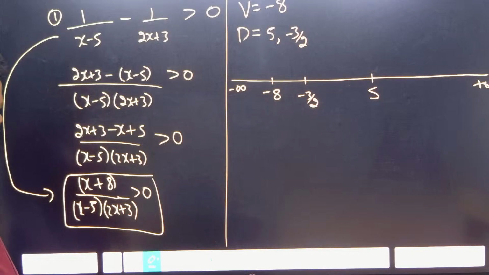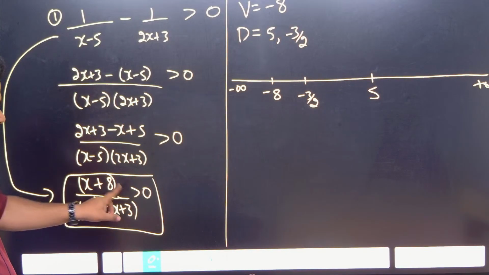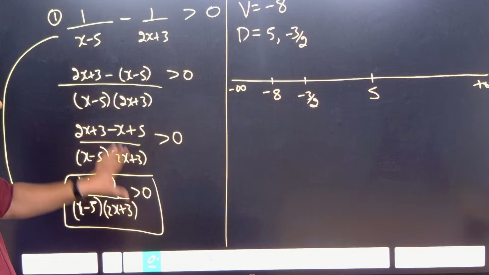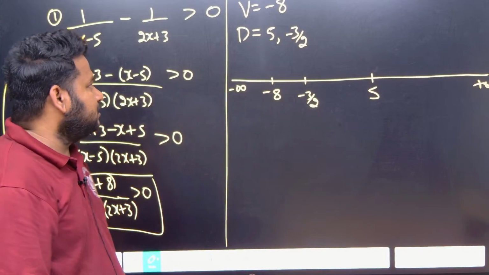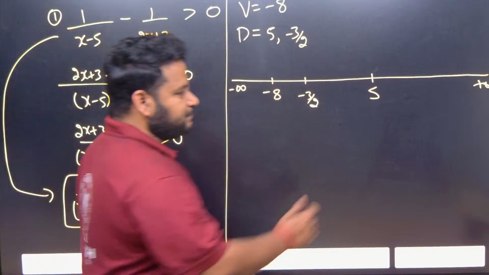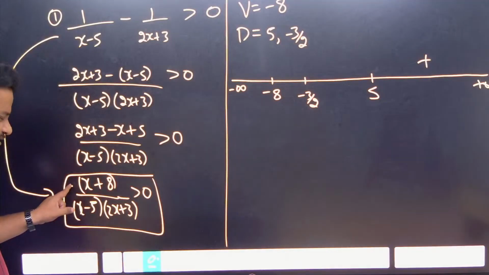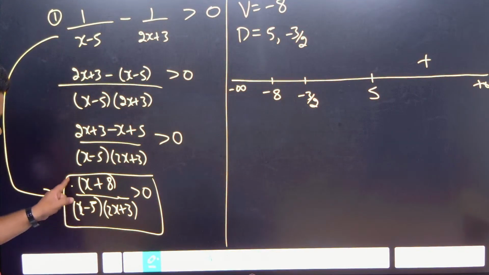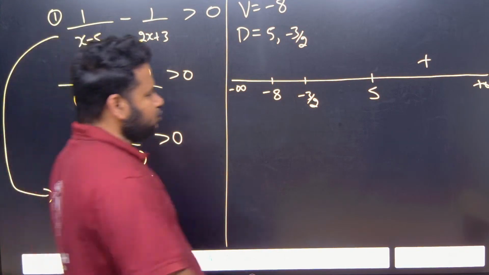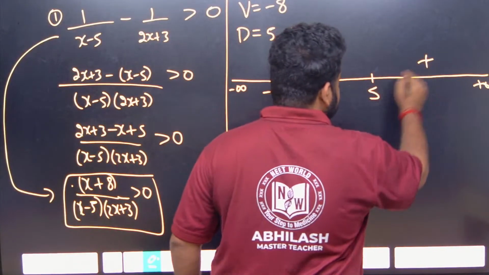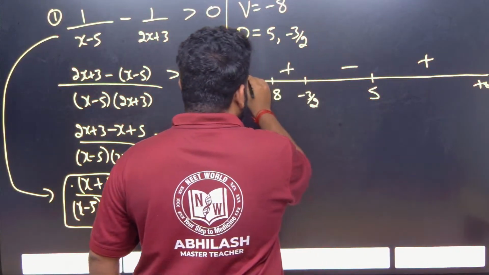So here, x plus 8 divided by (x minus 5)(2x plus 3) is greater than 0. For this function I am applying the wavy curve method. We start from the right with plus, since nothing is negative here, so by convention we start with plus. Plus, minus, plus, minus.